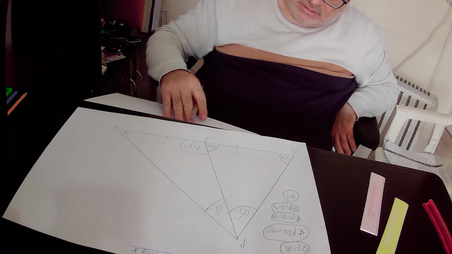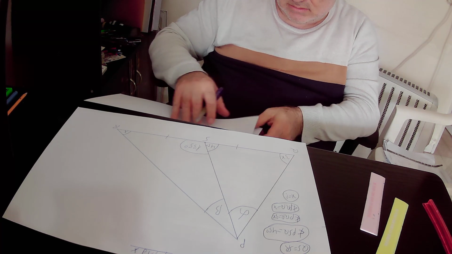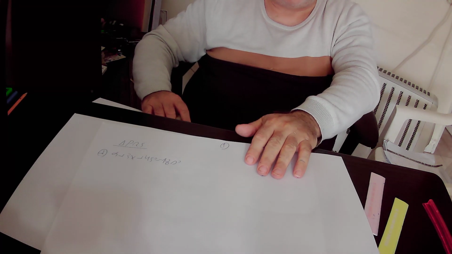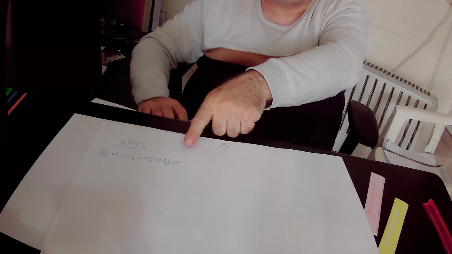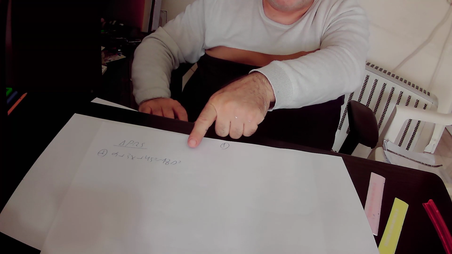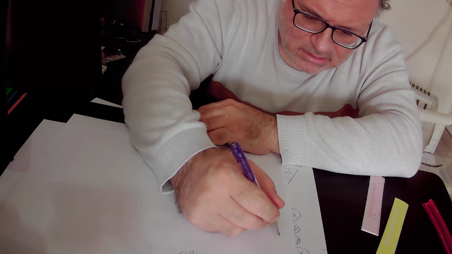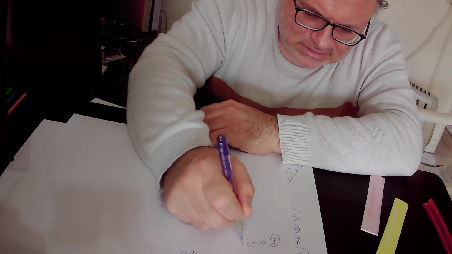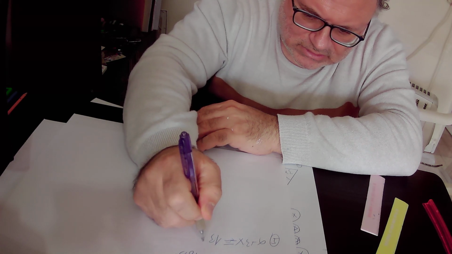I will repeat again. In triangle PQS, the sum of the angles must be equal to 180 degrees. That is to say, alpha plus 3x plus 45 degrees equals 180 degrees. We will subtract 45 degrees from this equation number 1, and we will get that alpha plus 3x equals 180 degrees minus 45 degrees, which is equal to 135 degrees.